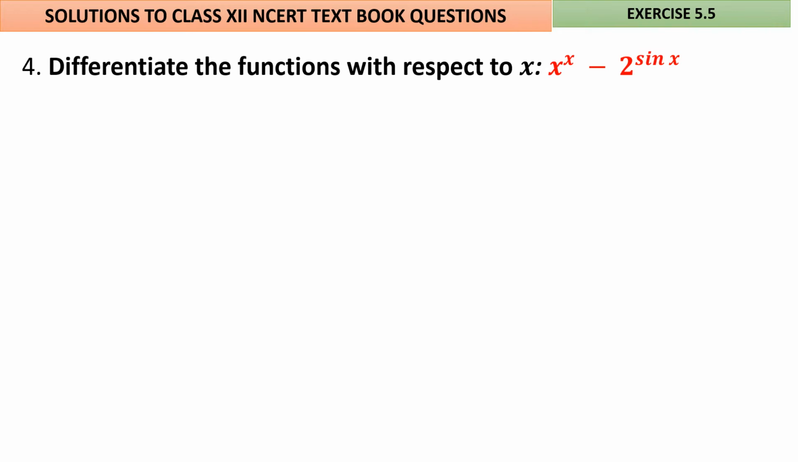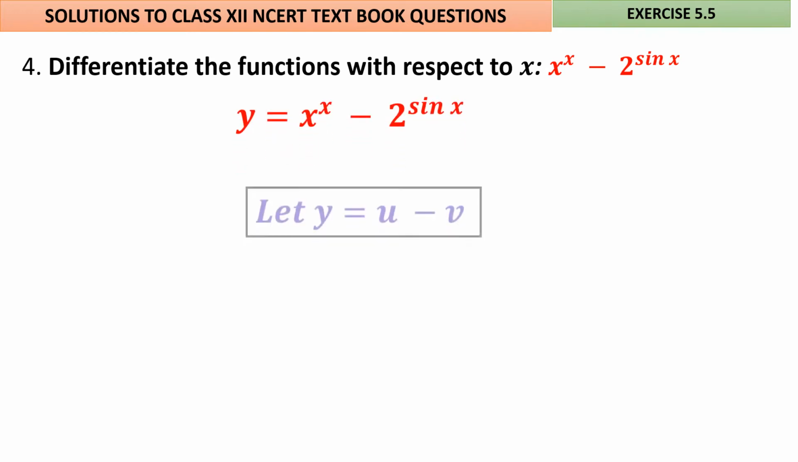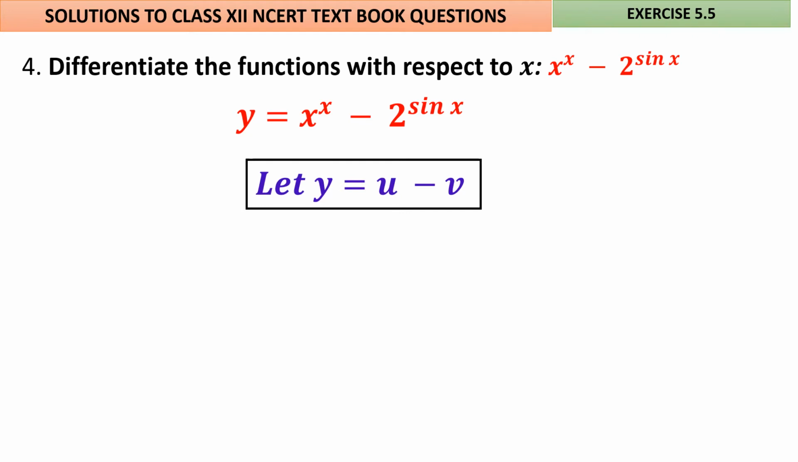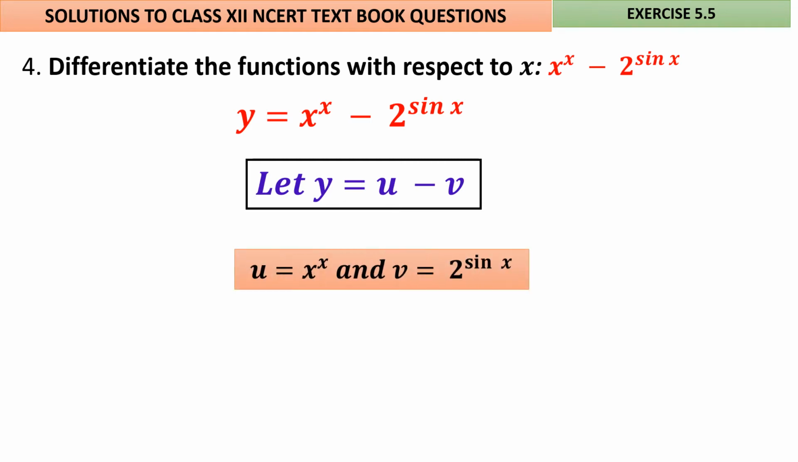Again, differentiate the function with respect to x: x power x minus 2 power sin x. Problem number 4. But here we cannot take the logarithm directly because there is no formula for log of m minus n. Therefore, what we have to do? We have to write it as u minus v, taking the first function as u and the second function as v. Now, we are taking u as x power x and v as 2 power sin x.